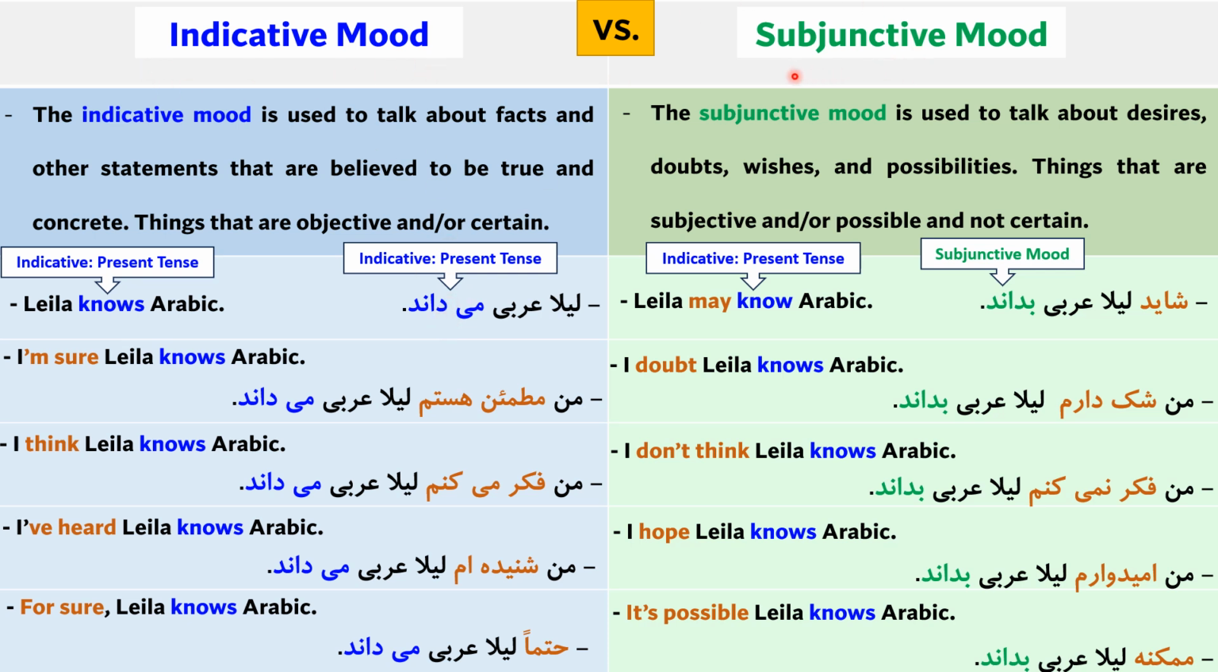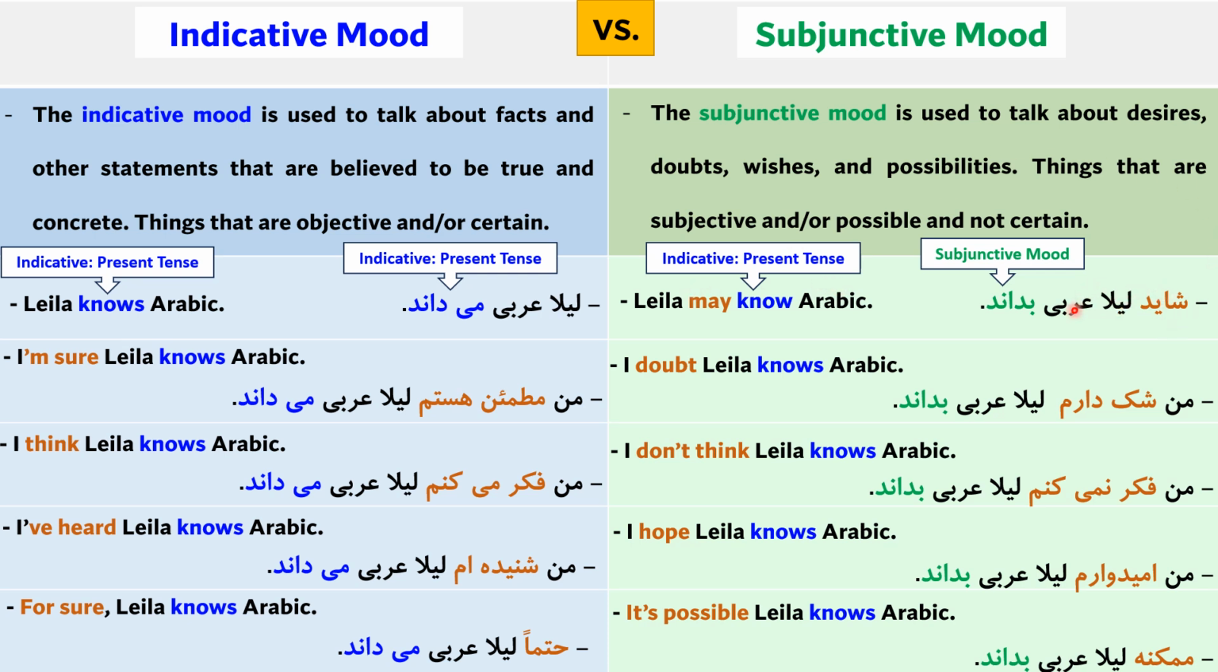And now let's go over to subjunctive mood. So we said also that subjunctive is used to talk about desires, doubts, wishes, possibilities. It is more based on subjective facts rather than objective. For example, now Leila knows Arabic has changed to Leila may know Arabic. So we added a may into the sentence. So it's like possibilities. This is not certain anymore, this sentence here.